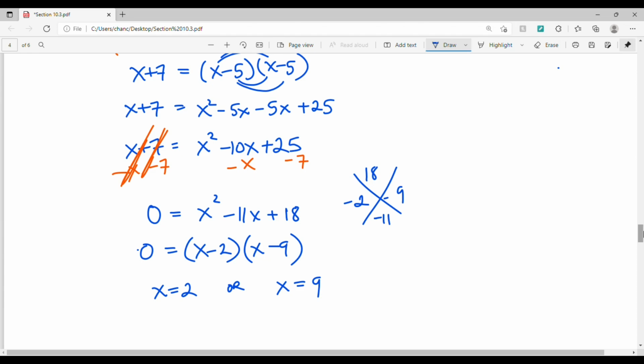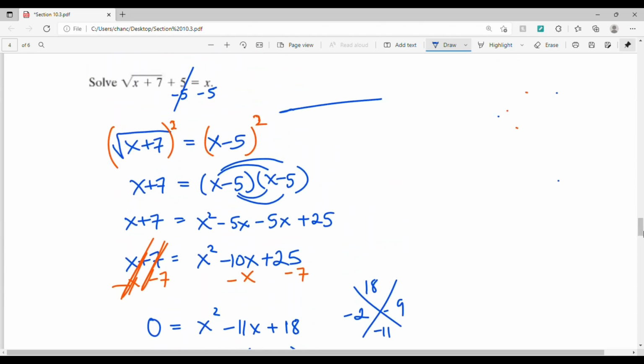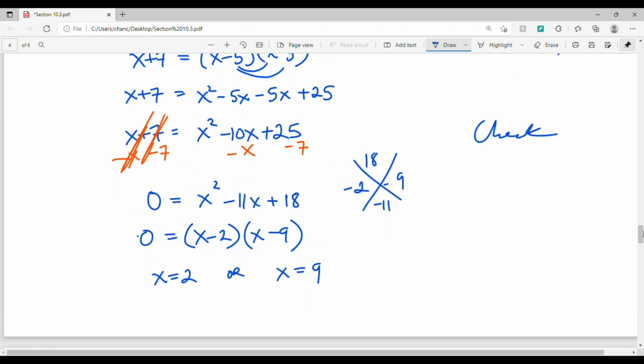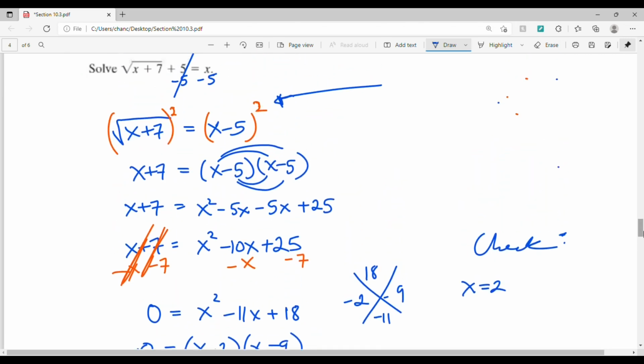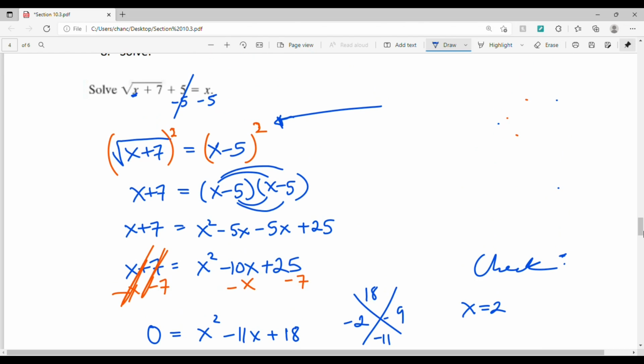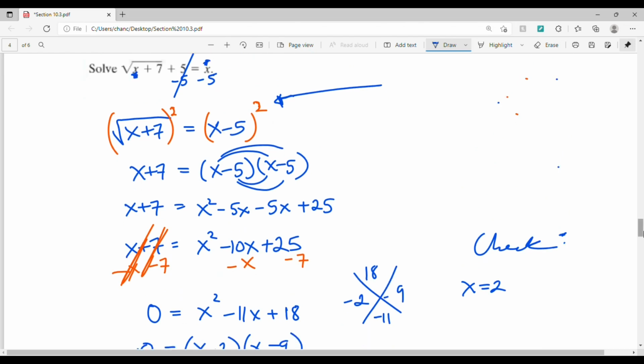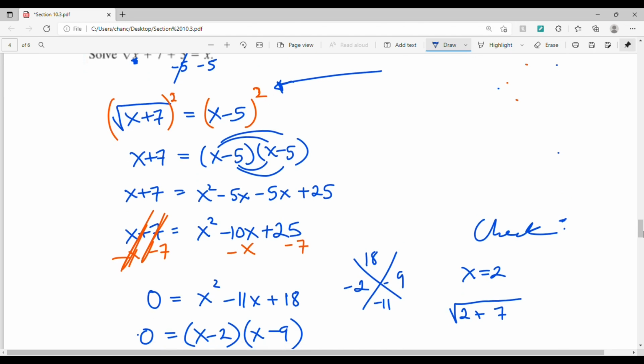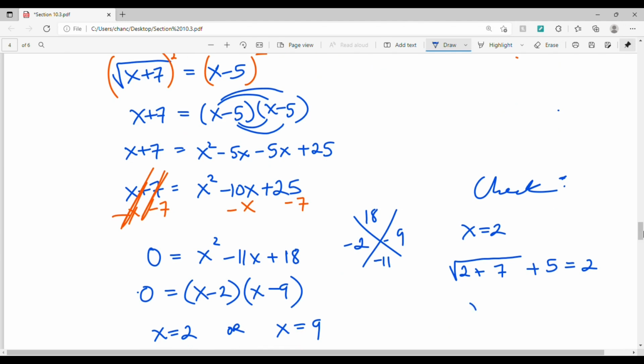But we have to check our work because we squared both sides. So I gotta check my work to make sure this is a good solution. We'll check x equals 2, and we'll do that in the original equation. So we'll replace all of these x's with a 2. So I'm gonna write the square root of 2 plus 7 on the left plus 5, is that equal to 2? So we have 2 plus 7, that's the square root of 9, plus 5, is that equal to 2?